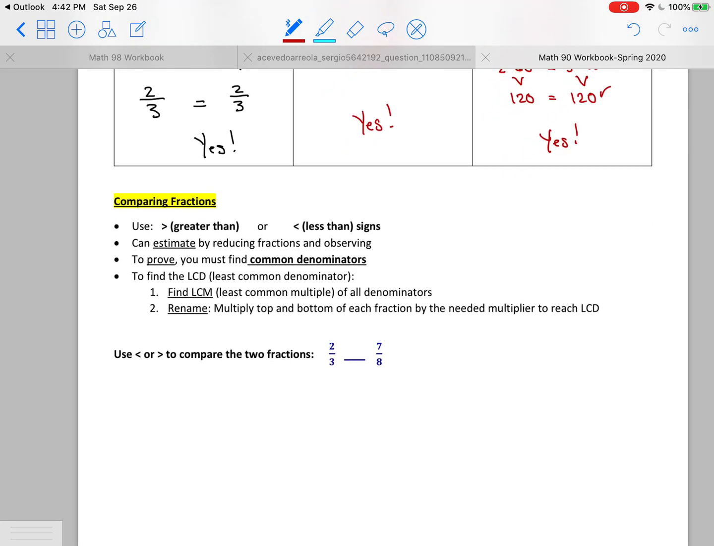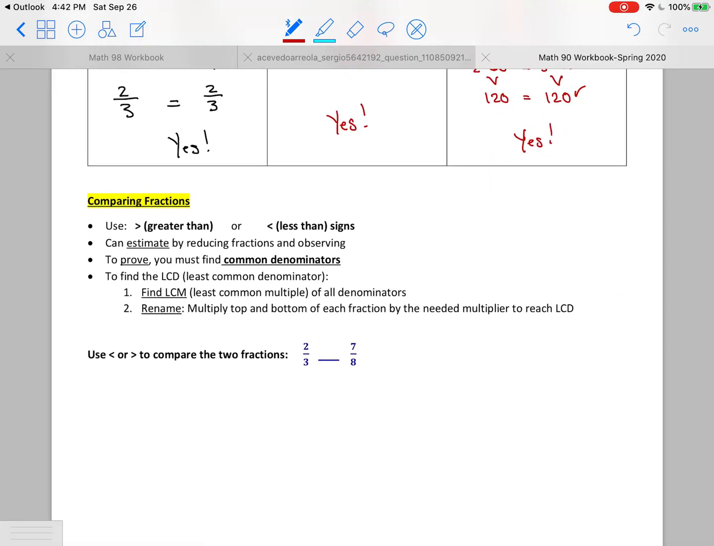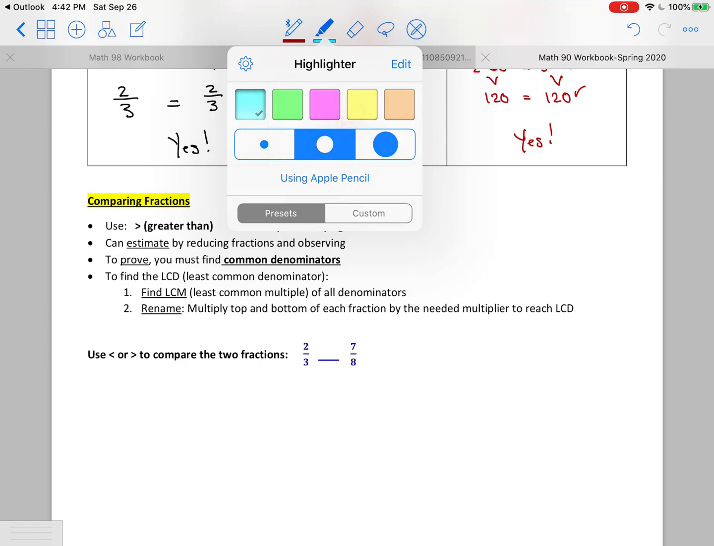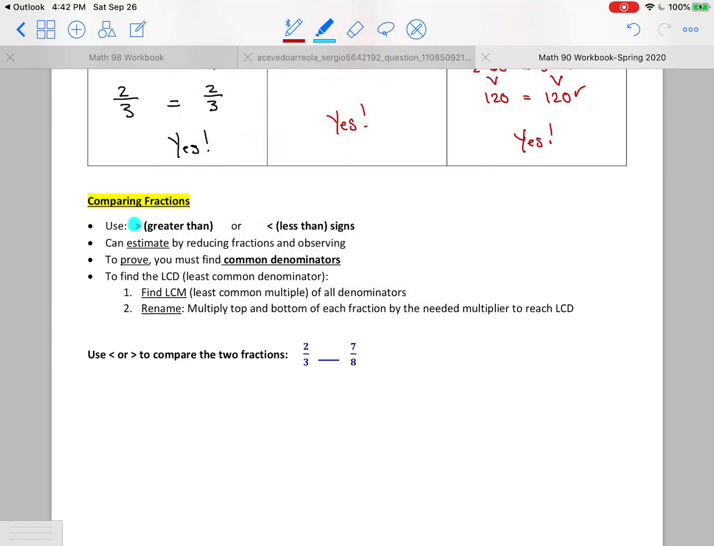Okay, and the last concept that I wanted to talk about here is this idea of comparing fractions. In order to compare fractions, we're using the greater than sign right here or the less than sign. There are all kinds of different ways that it's taught. I think I taught this as an alligator with his mouth open. He wants to eat more. I've heard Cookie Monster, that sort of thing.